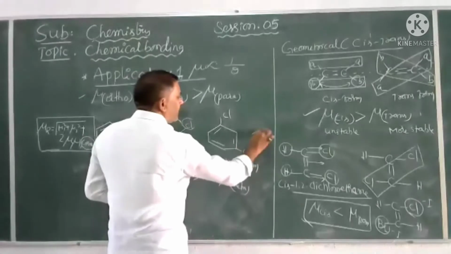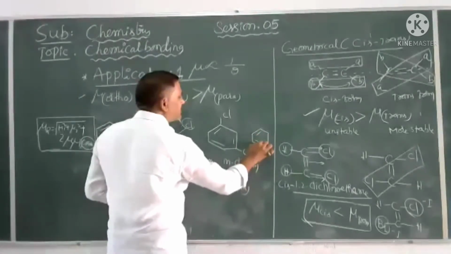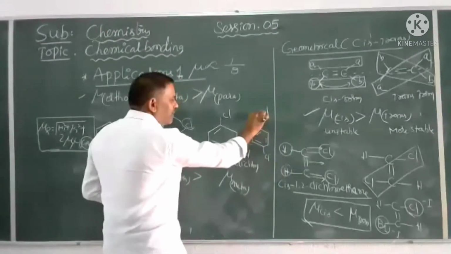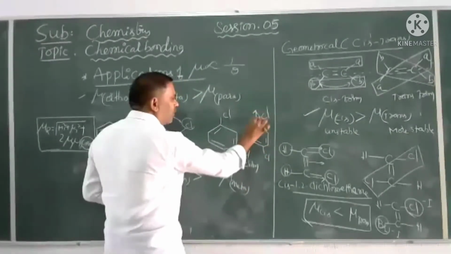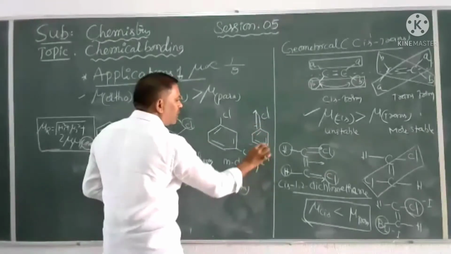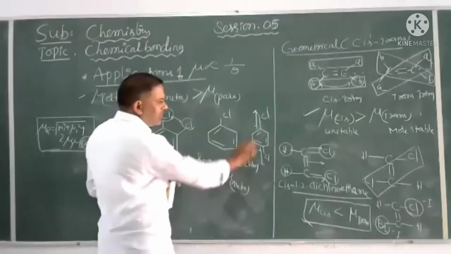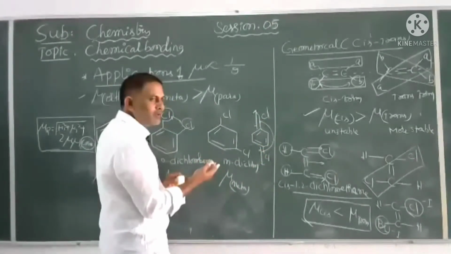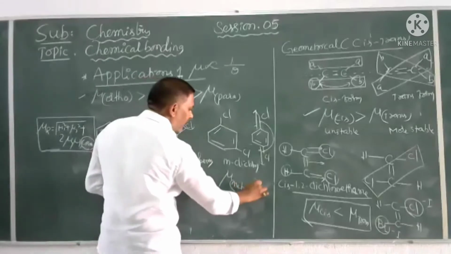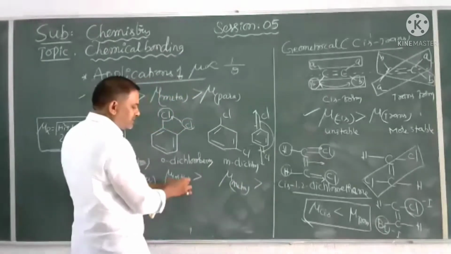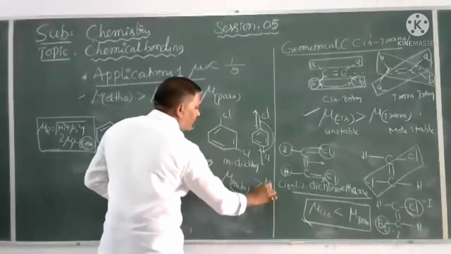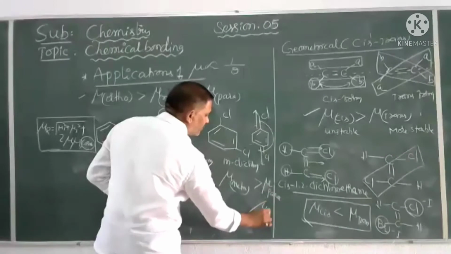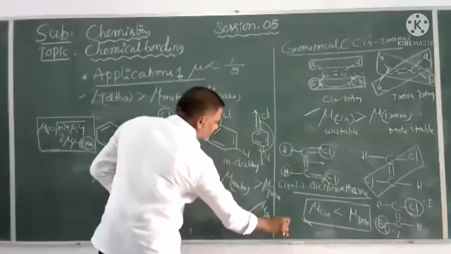Now here at para position, both the groups are the same, Cl and here Cl. Between these two groups, carbon to chlorine here and carbon to chlorine here, both are equal and opposite in direction. Here the bond angle is equal to 180 degrees. Minimum, its dipole moment is also minimum. That's why again the ortho position is greater than compared to the para position. Generally, its dipole moment at para position is equal to 0.